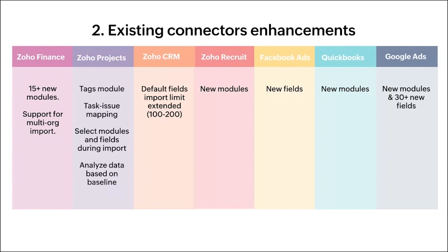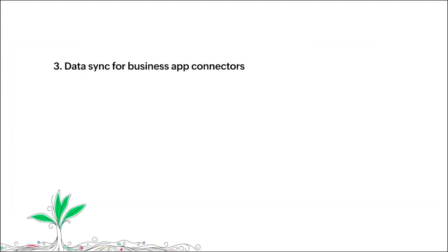For instance, the Zoho Finance Suite now supports importing data from multiple organizations. Premium users and Zoho One subscribers can sync up to 25 organizations, while the enterprise users can sync up to 100 organizations. As for Zoho Projects, we've now introduced the task issue mapping, and you can also analyze data based on the baseline. For Zoho CRM, we've extended the limit of default fields to import from 100 to 200. And for the rest, we've introduced a couple of new modules and fields. So with that, we'll move on to another enhancement that we've brought to the business app connectors.